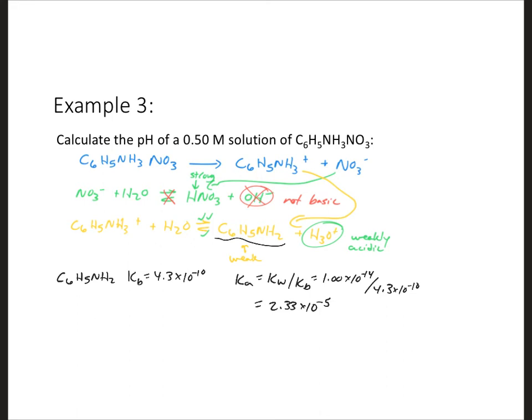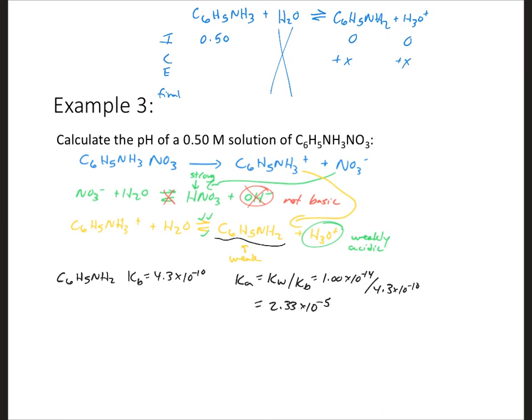So now that I have a Ka, let's think about how I can use that Ka information in an ICE table. I'm going to go back and rewrite this balanced chemical equation: C6H5NH3+ plus H2O sets up an equilibrium system that makes C6H5NH2 plus those H3O+ that are making this a slightly acidic solution. So I look at my ICE table. I'm going to need those rows that I always have. In my ICE table, the water is not going to count. I'm going to start off with 0.50 molar. I'm going to start off with 0 of my products.